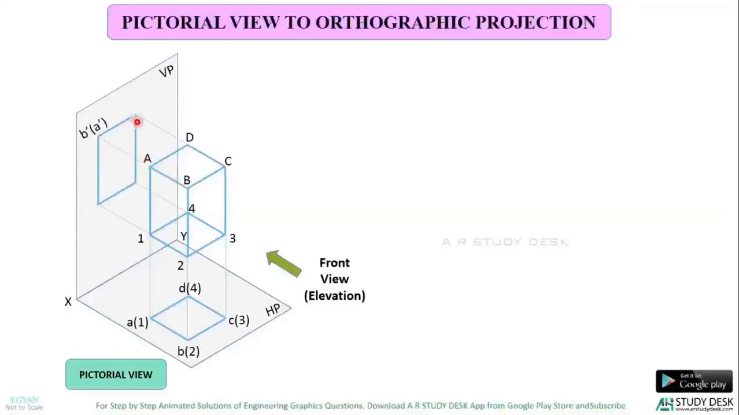Similarly, this point is C dash brackets D dash, and this point will be 2 dash brackets 1 dash, and this point will be 3 dash brackets 4 dash. Hope these projections are clear.